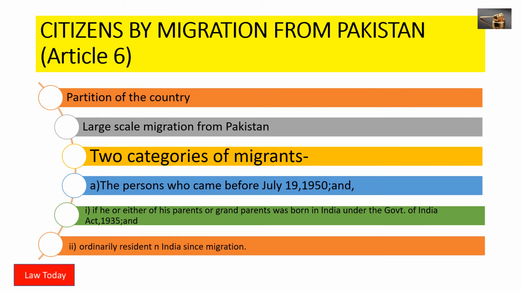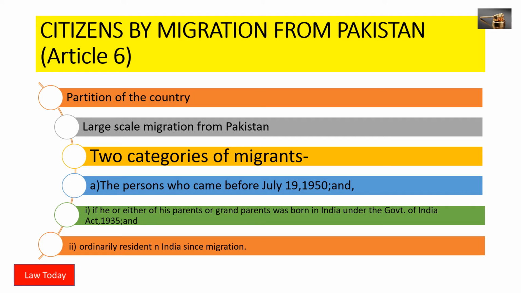Article 6 deals with the acquisition of citizenship by migration from Pakistan. Just after independence, there was large-scale migration of people from Pakistan, that is, the territory which had ceased to be part of India. They could not be considered as citizens under Article 5, so Article 6 makes a special provision for them. Persons who migrated from Pakistan to India fall into two categories under Article 6.